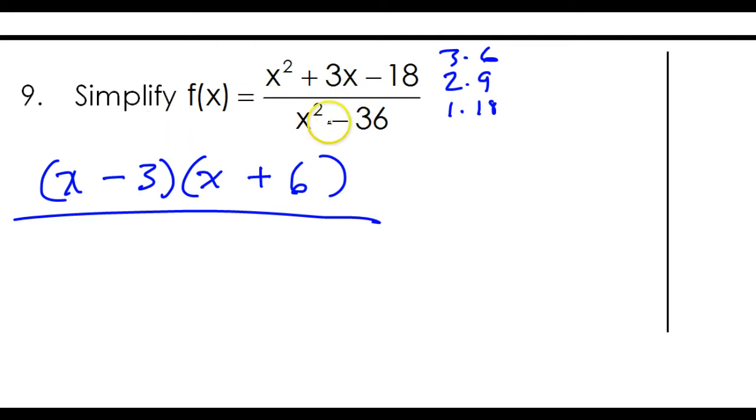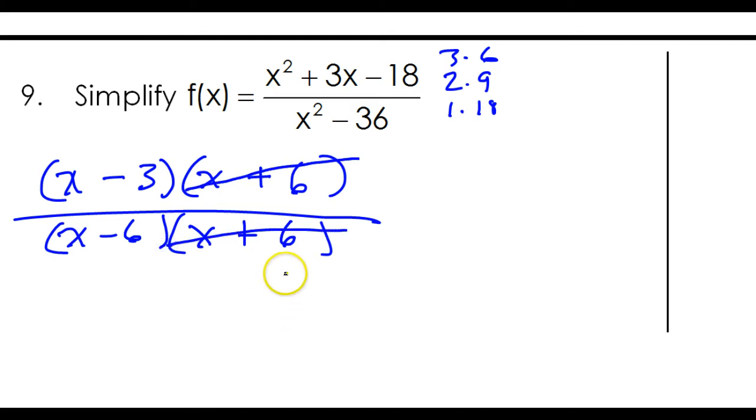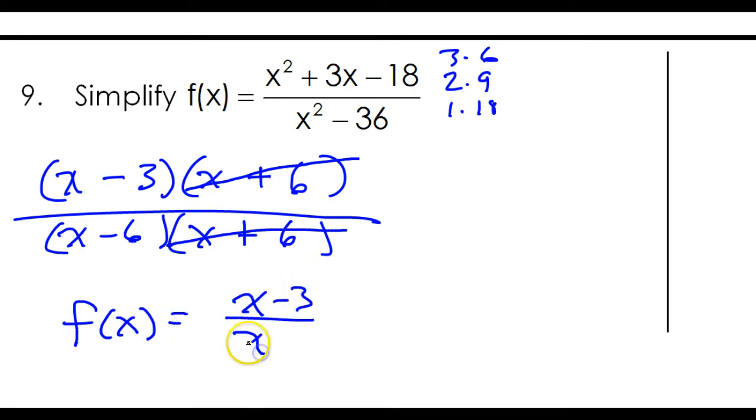The denominator is much simpler because it's the difference of two squares. So you just look at that. When you see 36 or 25 or 49, when you see a perfect square and it's subtracted like this, you know it's just going to be x minus 6, x plus 6. Okay. Now these are going to cancel out. So that's going to tell us that f of x is equal to x minus 3 over x minus 6.